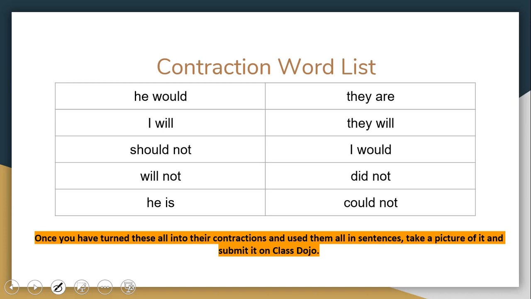Or you can use two or more contractions in the sentence. So if you want to use he would and they are in the same sentence, then you only have to write 8 more sentences. So you can write one sentence for each contraction, or you can put more than one contraction in your sentence, and that will make you have to write fewer sentences. So you need to write all of these contractions as or in sentences. Once you have done that, you need to take a picture of it and send it to me on Class Dojo. So hopefully that makes sense.